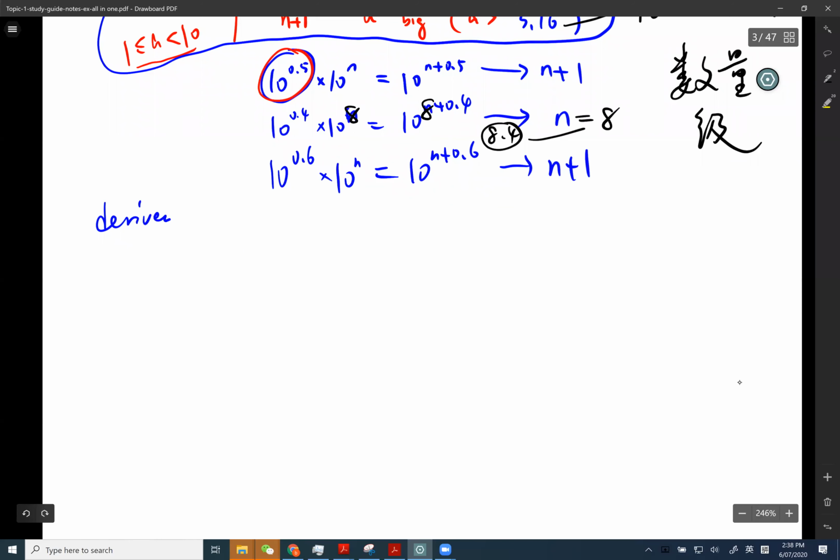Derived SI unit. Tsai told us meter per second. Normally, we write meter as m s^-1 in SI unit. We don't write this slash. We don't write this line here.